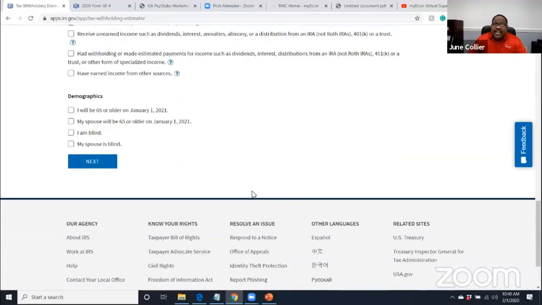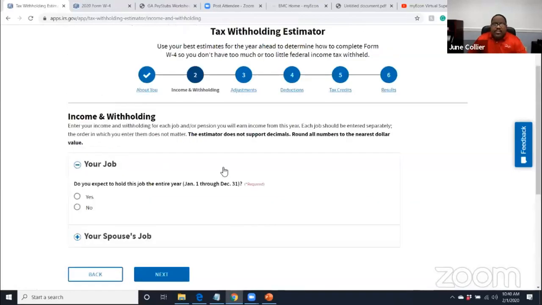The demographics ask them if they're 65 or older or if they're blind. Those demographics don't apply to them either. So they're going to leave all of these boxes unchecked and click the next button. So here's what you need to understand. Filling out this form is just as simple as answering the questions.